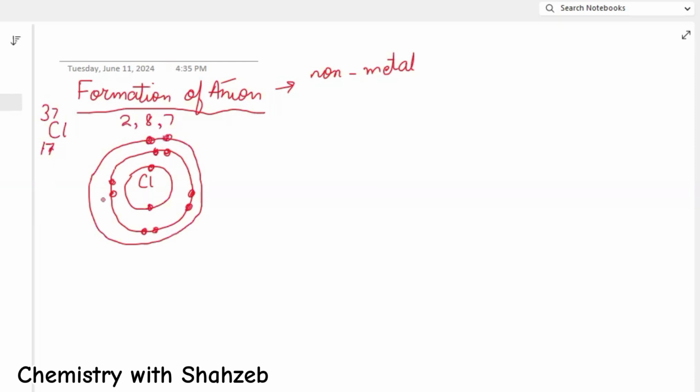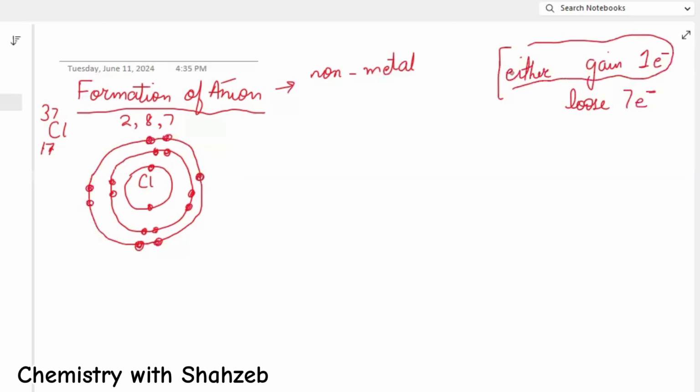Okay, so now what happens? What is easier for chlorine: either to gain 1 electron, or to lose 7 electrons to complete its outer shell? This one is quite easier for chlorine, so it adopts this. It is going to gain 1 electron, and now it is going to become an anion.